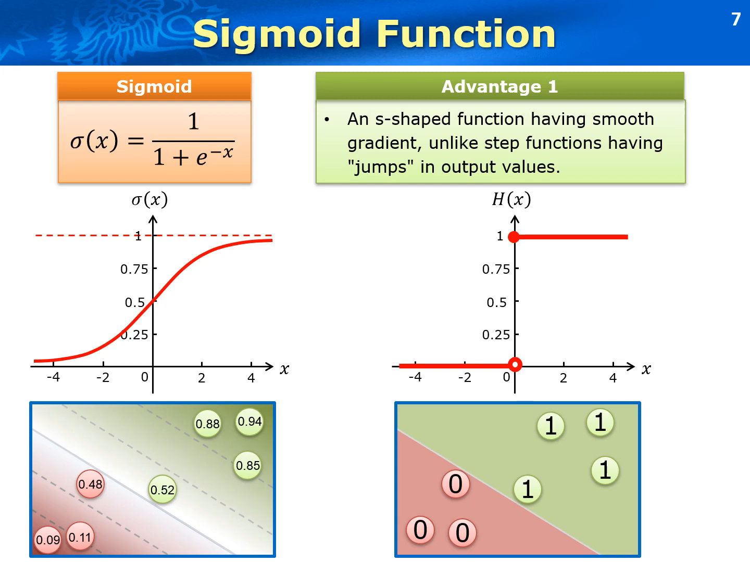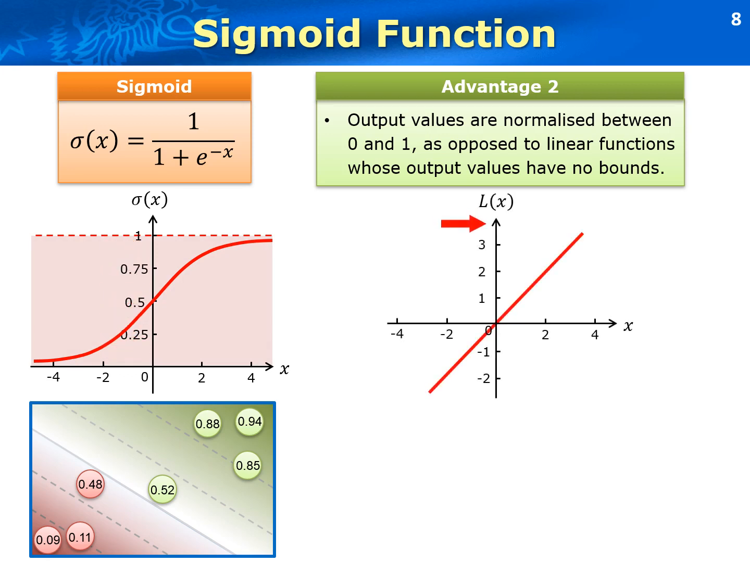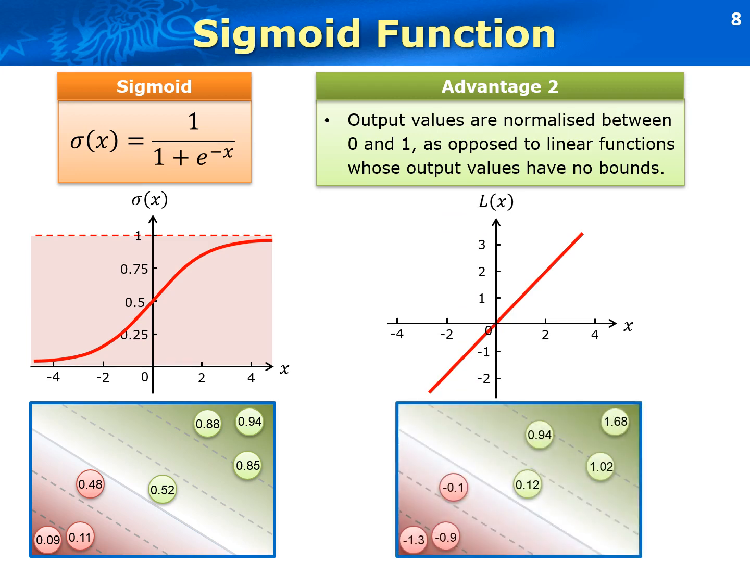The second advantage of the sigmoid function is that its output value is normalized between 0 and 1. In contrast, the output of a linear function can be any real number with no boundaries. Consequently, when a linear function is applied to binary classification, its output doesn't show the probability of each data point for a particular class. There are two horizontal asymptotes for the sigmoid function.